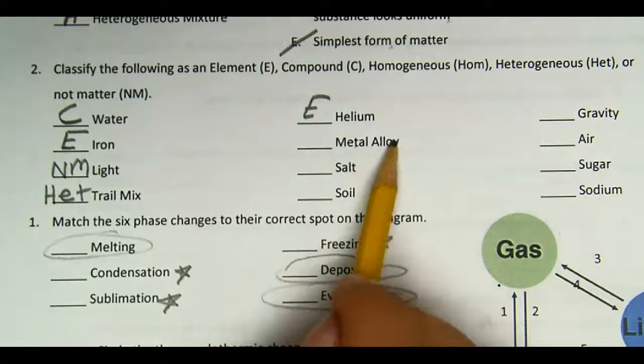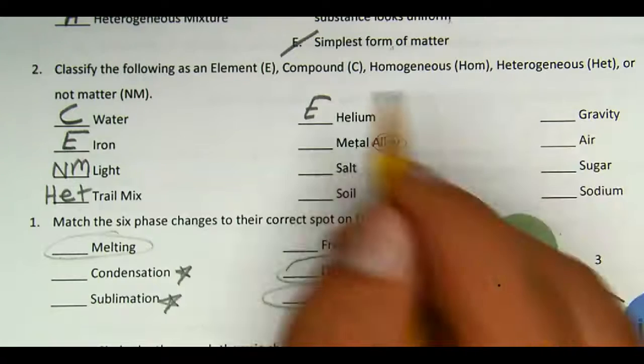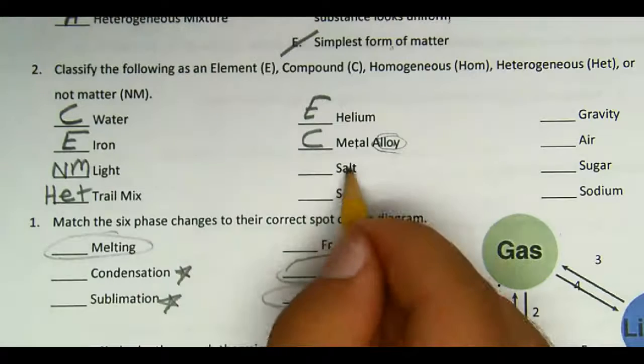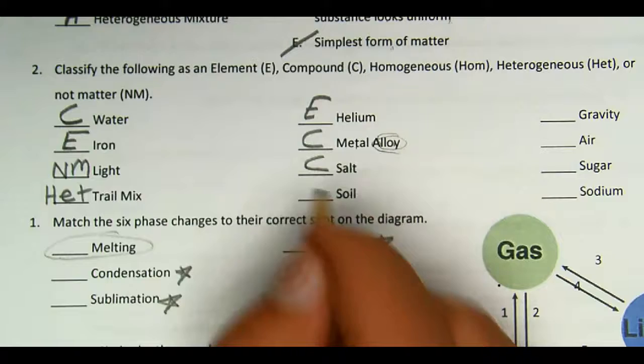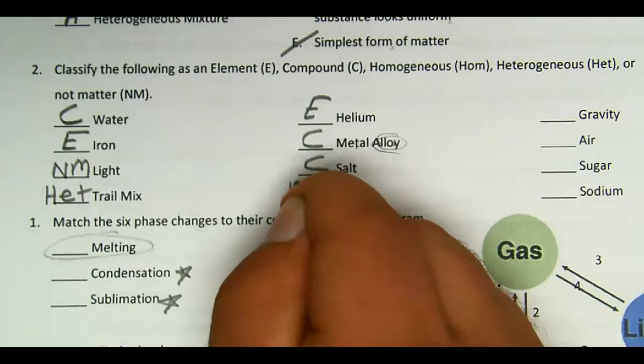A metal alloy, that's a mixture of metals. All right, an alloy is a mixture of metals. So that's actually going to be a compound because there's a lot of different metals put together. Okay. Salt is another compound. Soil has a lot of dirt, rocks, water, roots. So that's going to be a heterogeneous mixture.